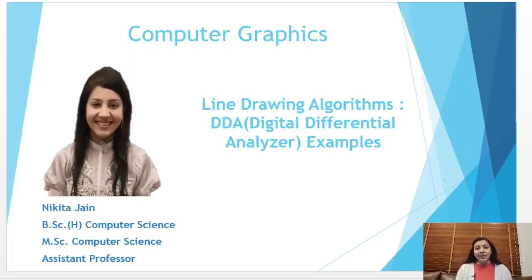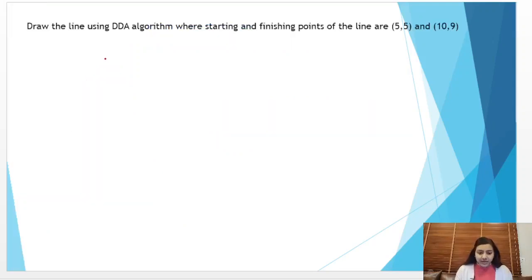In this video, we'll understand the DDA algorithm with the help of an example. So let's begin. It's given: draw the line using the DDA algorithm where the starting and finishing points of the line are given as 5, 5 and 10, 9. Now let's see how we will calculate the pixels using DDA.